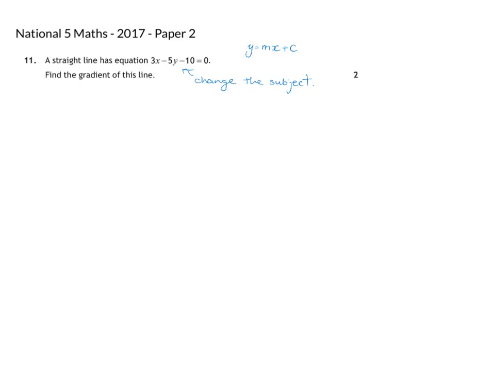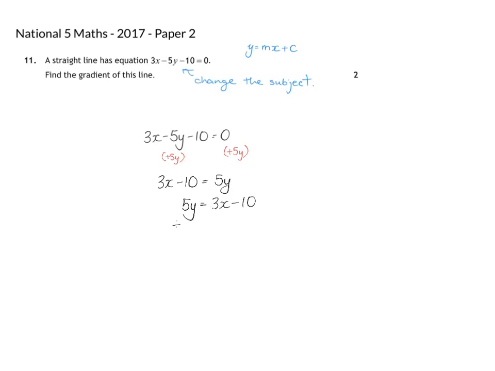So first of all, we've got 3x minus 5y minus 10 equals 0. We're looking for y equals. So on this side we've got this minus 5y, so we want to move that around. In this case it's easiest just add 5y to both sides. So I add 5y to this side and I add 5y to that side. So I get 3x take away 10 is equal to 5y. I can write this round the other way because people like it that way. 5y equals 3x take away 10.